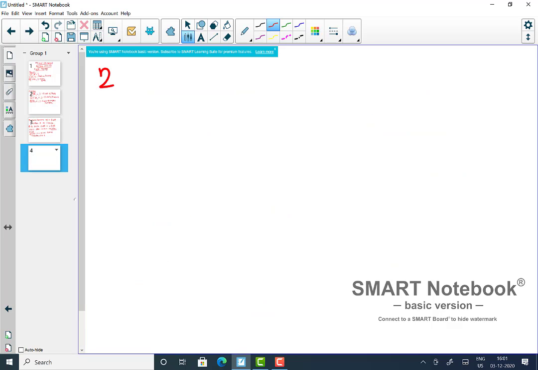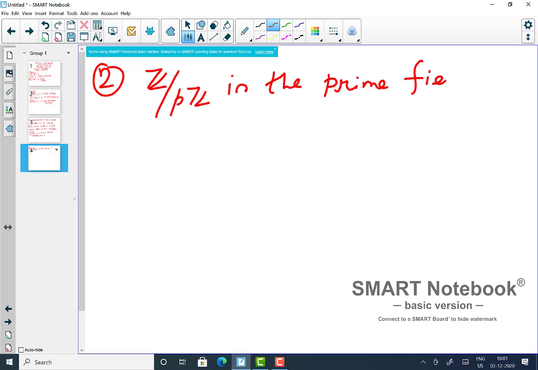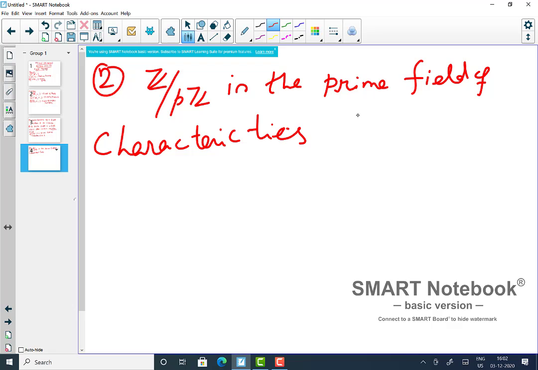Z mod p Z is the prime field of characteristic p. Okay, so it does not contain any other field other than itself. Okay, and so this kind of field, see, if there is another field inside a bigger field, those fields are called subfields.